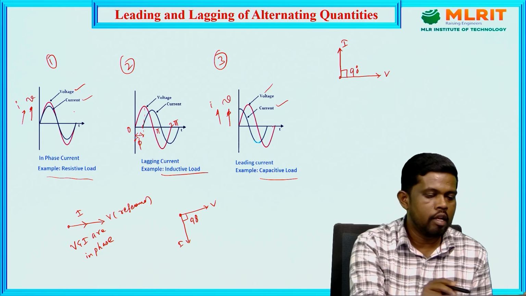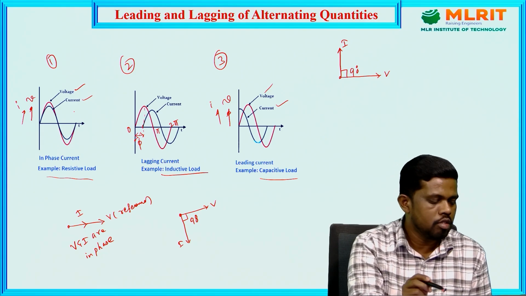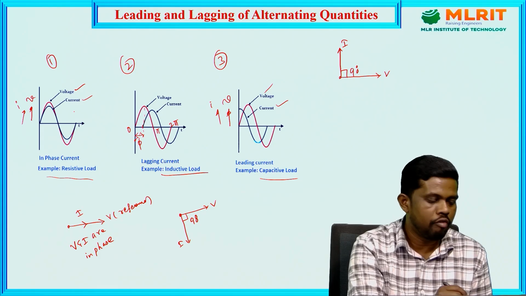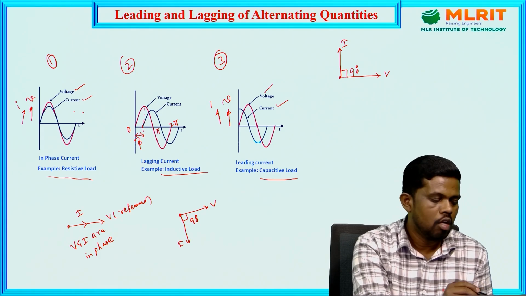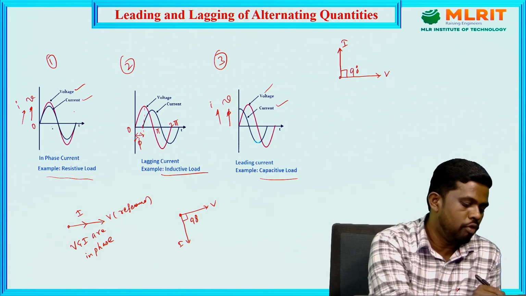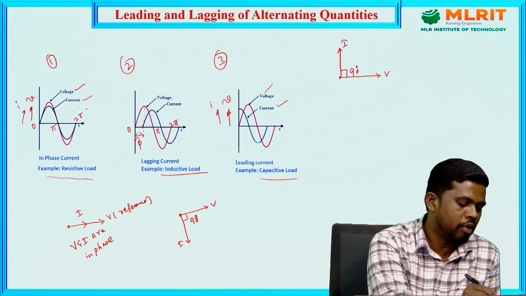So this is the leading and lagging concept of the different alternating quantities. In this case, both are in phase. Voltage and current are in the same phase. So there is no phase delay and also there is no phase shift. Based on that, the phasor diagram should be like this.